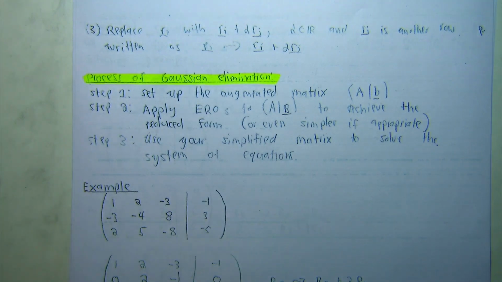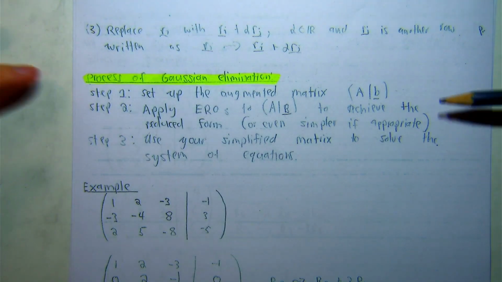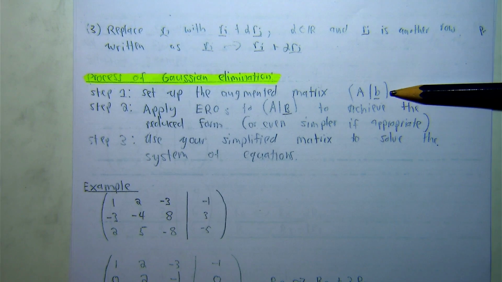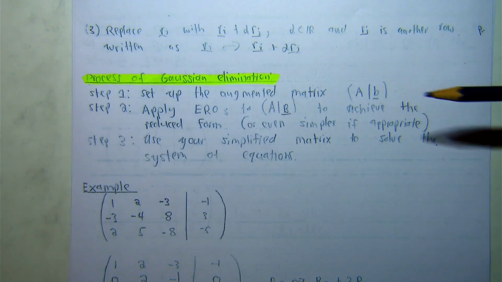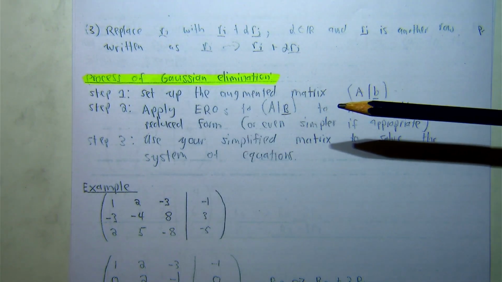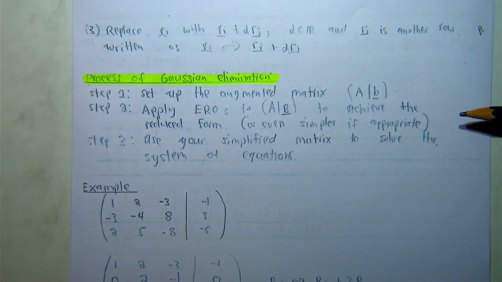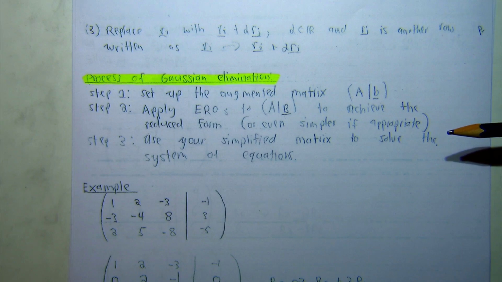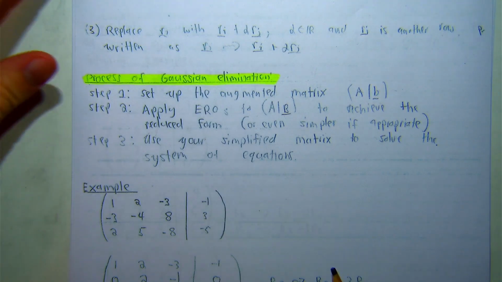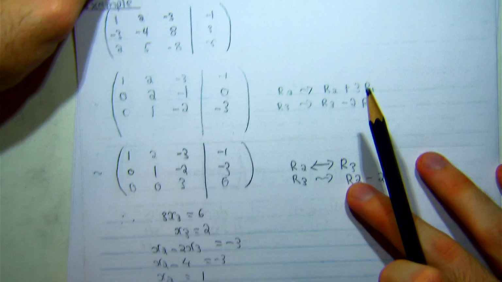Our overall process of Gaussian elimination is: step 1, establish the augmented matrix A | B. Step 2, apply elementary row operations to achieve the reduced form, or even simpler if appropriate. Sometimes you can get it simpler than that, but aim roughly for that reduced form. And then step 3, use your simplified matrix to solve the system of equations. Okay, so let's take a look at an example.